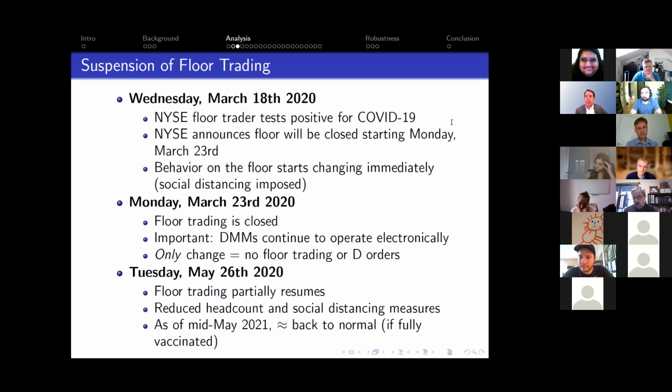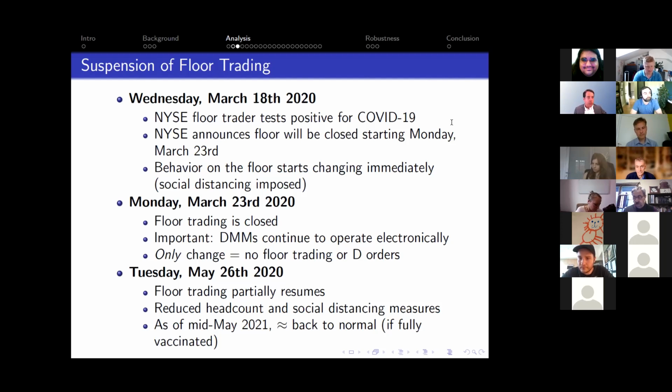But here's, I think, why this is such an interesting setup. What happens is DMMs, if they used to operate on the floor, still operate. They can just only do the electronic aspect, right? So really the closure of the floor has only changed two things. There's no longer human interaction face-to-face, and there's a special order type that only floor traders can use, called the D order. There are no D orders, right? So that's really what's interesting about this shock: we shut down all these other channels, and the only things that change are these two things, okay?